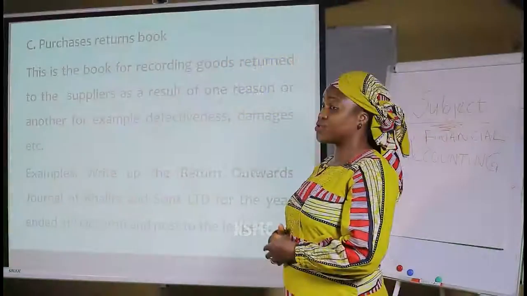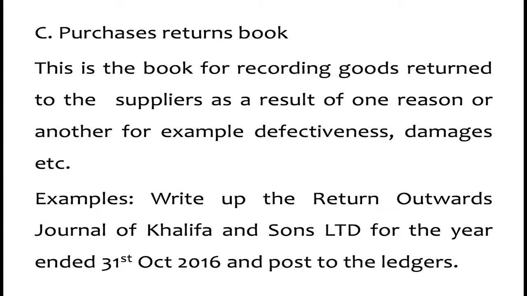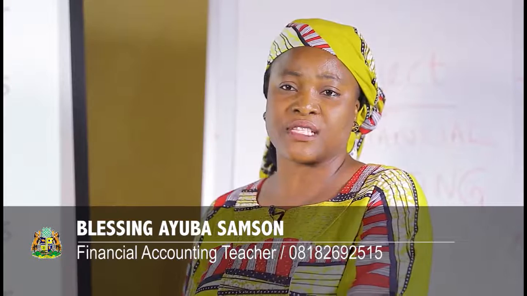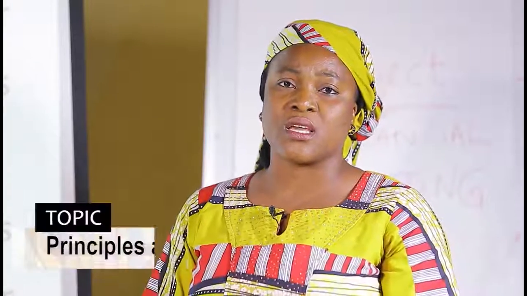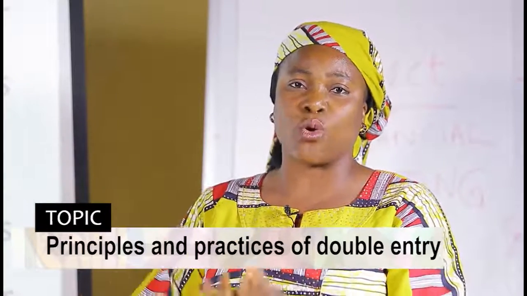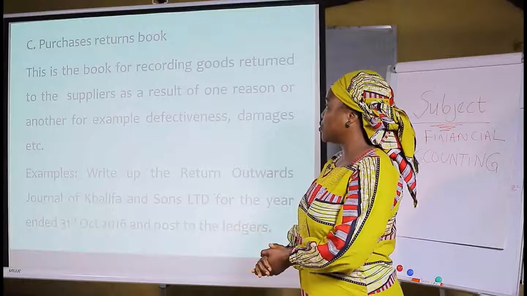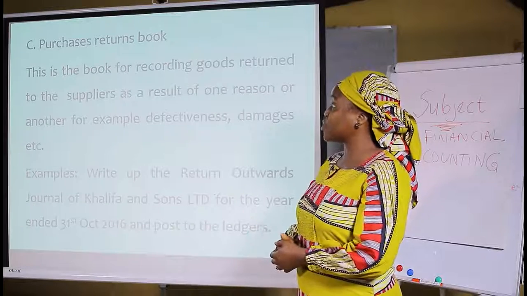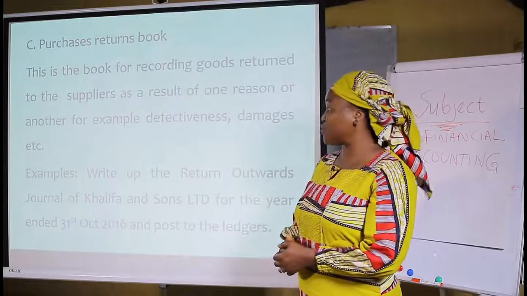Number C, purchases returns book. This is the book for recording goods returned to the suppliers as a result of one reason or another. For example, it can be through defectiveness or damages. When you buy goods, it is returned back to the suppliers. They might supply goods to you, and when you get back to your office or your business place, you find out that these goods have a defect or they have a damage. So this is how you write up a purchases returns book.